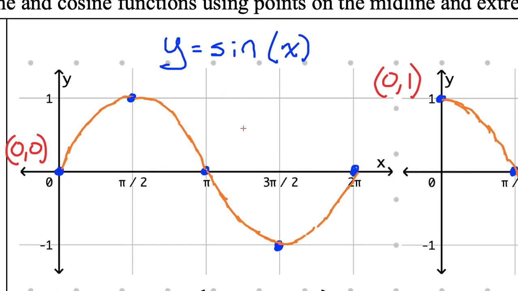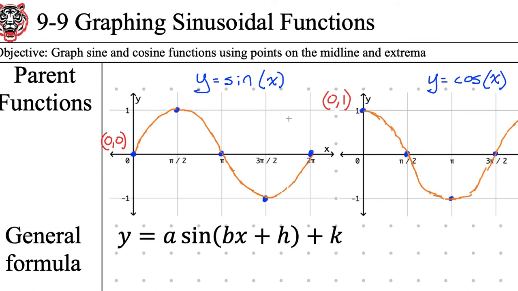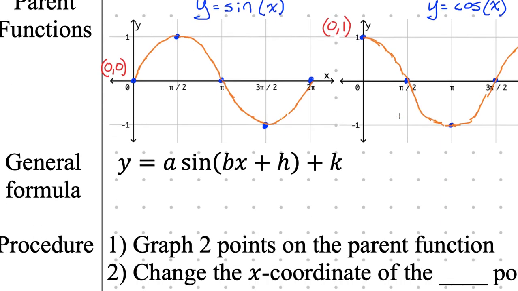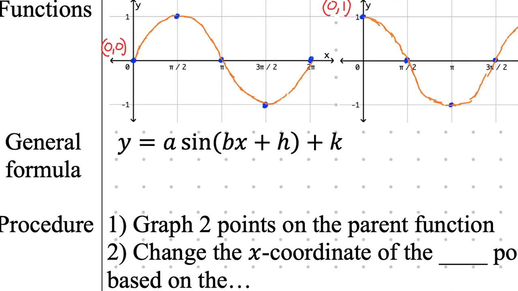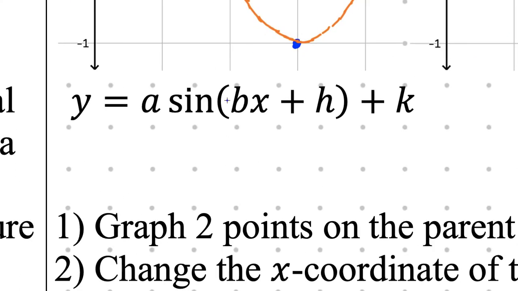All right, so those are our parent functions. You are going to be starting out each of these graphing homework assignments by graphing sine, by graphing cosine. So make sure you have those down. Let's talk about the general formula. So our general formula here, we've seen this guy many times now. Let's talk about what each of these letters does. And you should be thinking of them slightly ahead of me in the video. So A stands for amplitude.